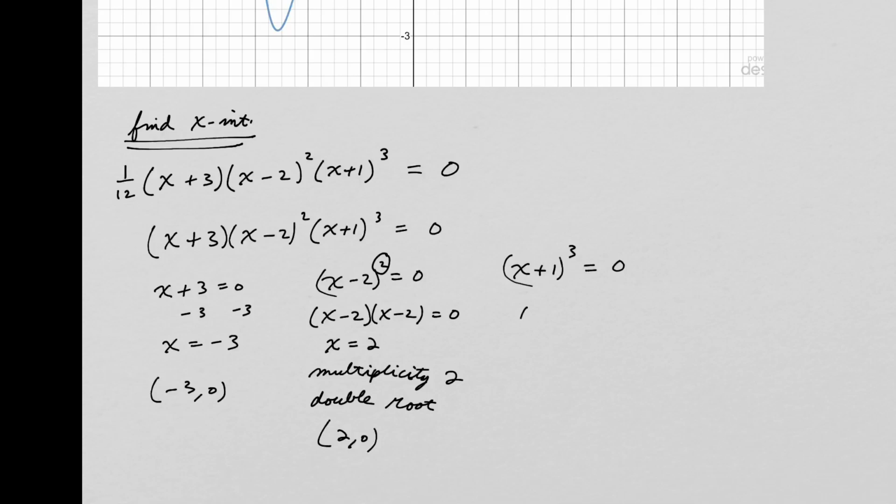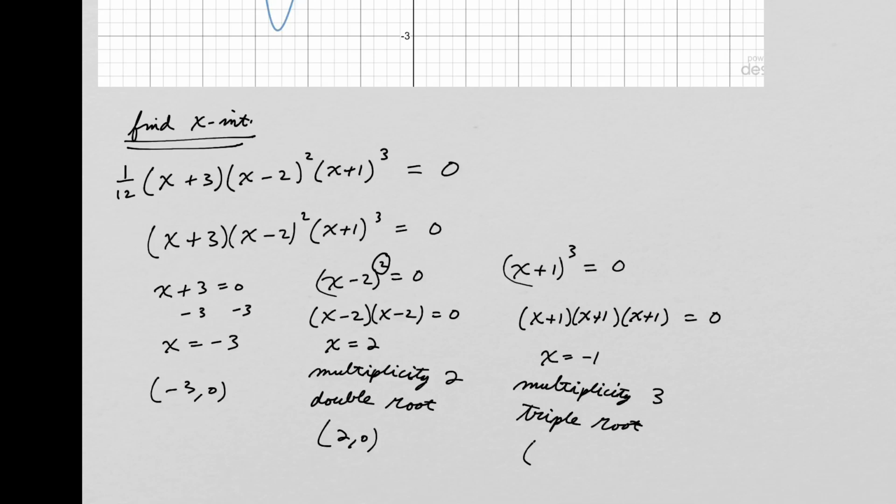And then the last one, right, this is really like x plus 1 times x plus 1 times x plus 1 equals 0. So if I solve that, I'm going to get x equals negative 1, x equals negative 1, x equals negative 1. We get it 3 times. So this x equals negative 1, we say it has multiplicity three. So it's called a triple root. And its x-intercept would be negative 1 comma 0.